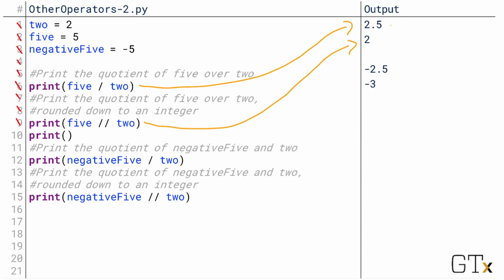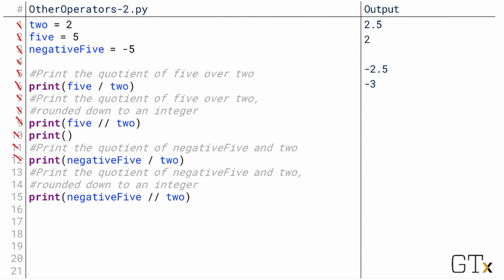So 5 divided by 2 with the regular division operator is 2.5, but 5 divided by 2 with the floor division operator is 2. What that means is that the floor division operator really asks a different question. It doesn't ask how many times does one number go into another, it asks how many complete times does one number go into the other. 2 goes into 5 2.5 times, which means 2 goes into 5 2 complete times, and then there's some left over, the 0.5.